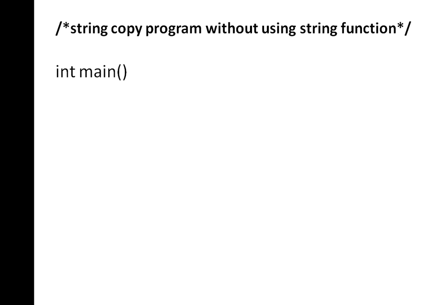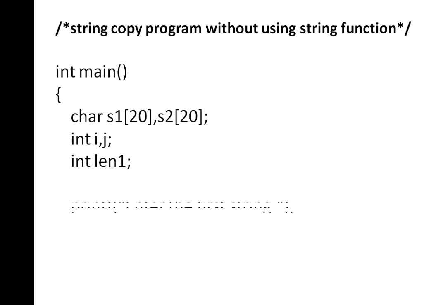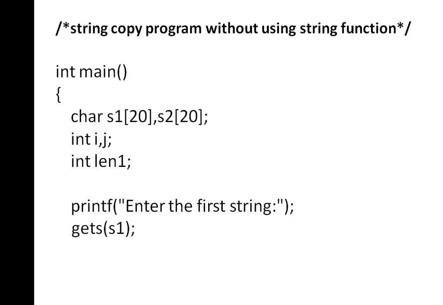Now we go for it without using a string function. Totally we need 2 strings, s1 and s2. s1 is the source and s2 is the destination string. We read the first string using gets of s1, and we are going to copy s1 into s2. So we declare one more character array called s2. Here i, j, and len1 we are declaring; we will tell you where we are using them.